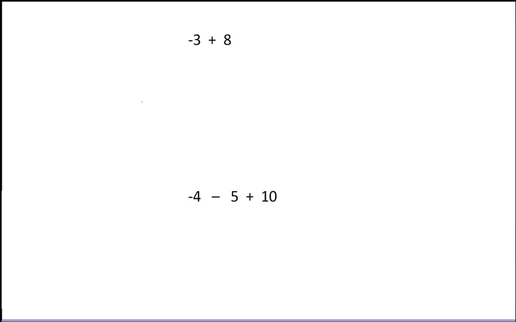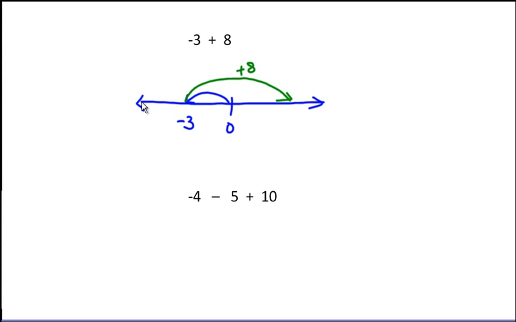We would like to add -3 and 8. A nice way to do this is with a number line. Starting at 0, I will first of all go 3 to the left because I have a -3. At that point, I need to add 8, which will of course be to the right. So starting here at the -3, I will add 8, and I can see that I end up at a +5, and that's the answer to the problem.